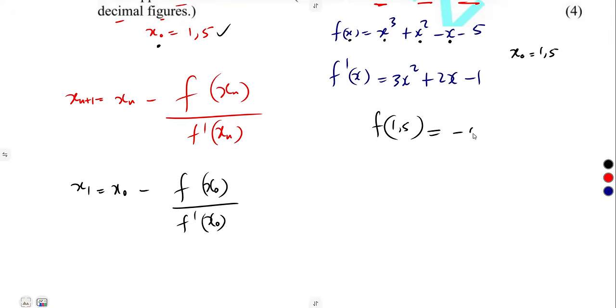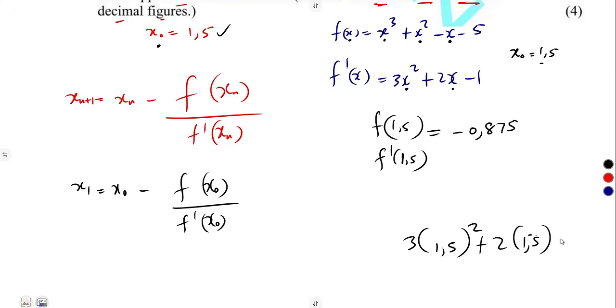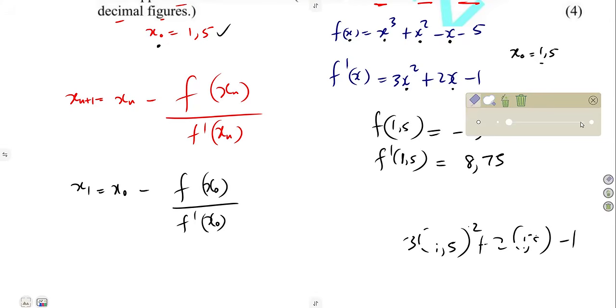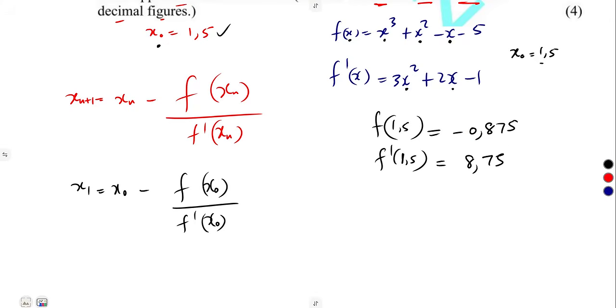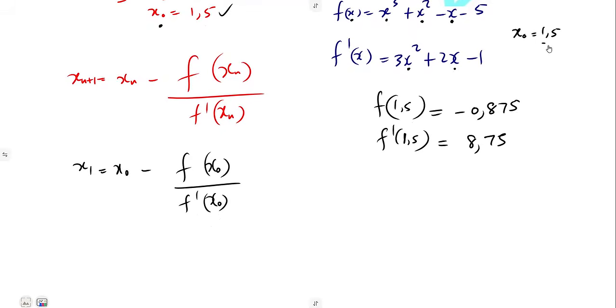That is going to give us negative 0.875. Then on the derivative, you do the same thing with that x naught 1.5. You substitute 1.5 in the derivative. In place of x, put 1.5 in that derivative like that. Substitute properly on your calculator. That is going to give us 8.75.